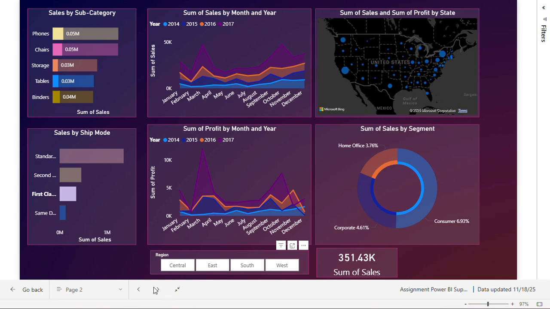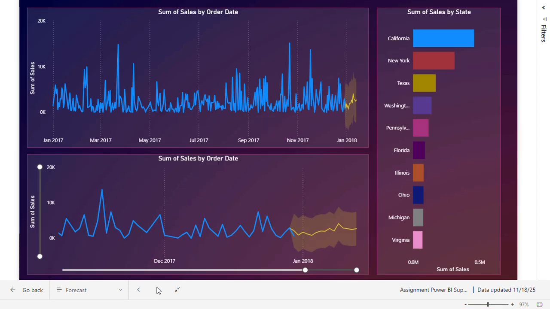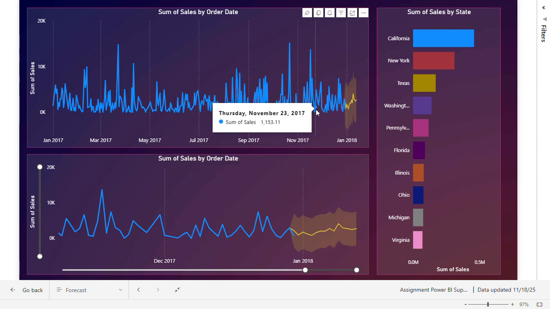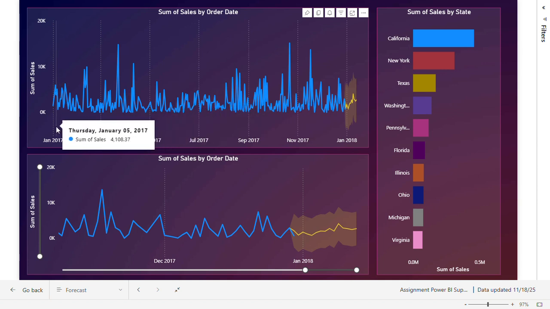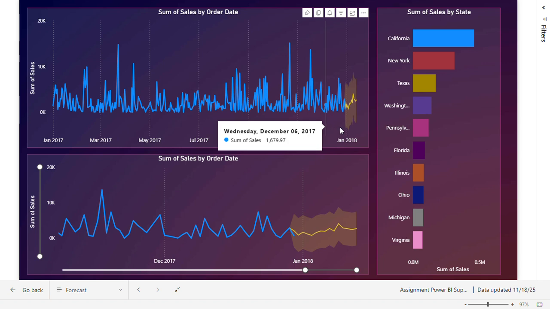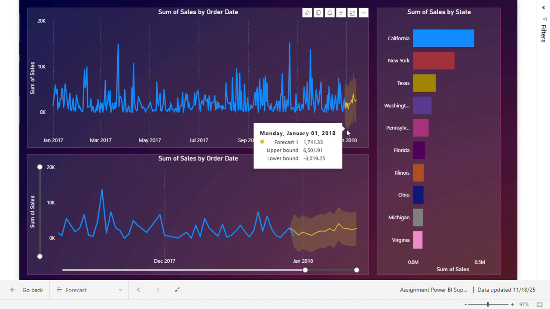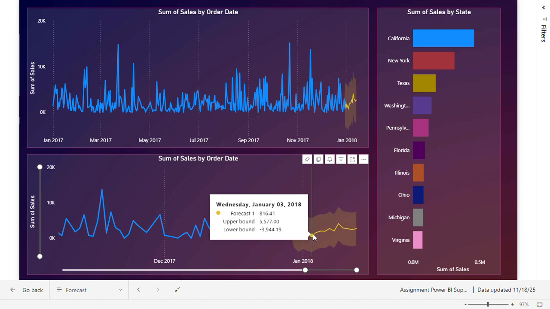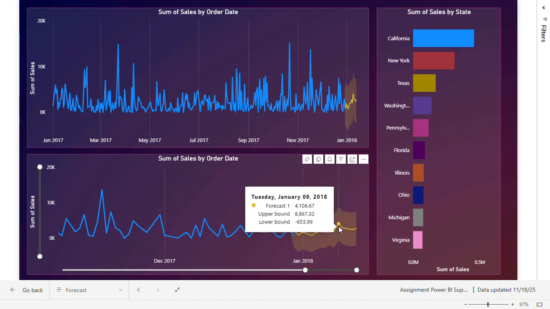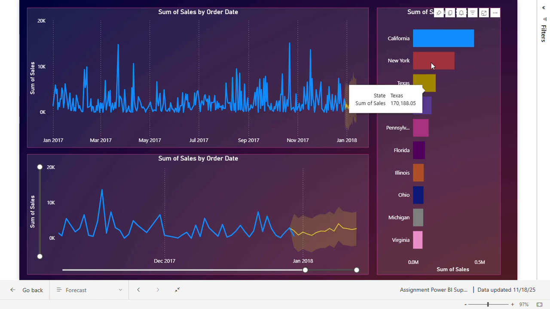Now we will move towards the third page, that is the sales forecasting page. Here we can see there are sales from January 2017 to December 2017, but we can judge the sales forecast from January 1 to 15 January. Here we can see the forecast of sales easily through Power BI. And this is a sum of sales by state, showing in which state the maximum sales have taken place.